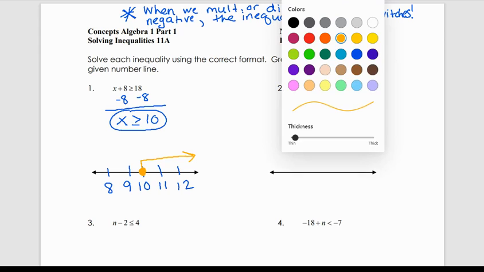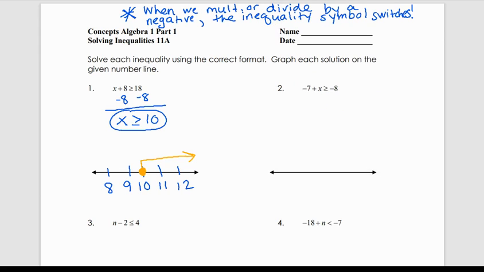Let's do a couple more of these together. So number 2, I need to get x alone. What do I need to do to get x alone? What is attached to the x? It says negative 7 plus x, right? So I need to get that negative 7 out of here. Add 7. Good, Eva. It's a negative 7, so we add it. We'll leave the negative 8 where it was because it's already on the other side.